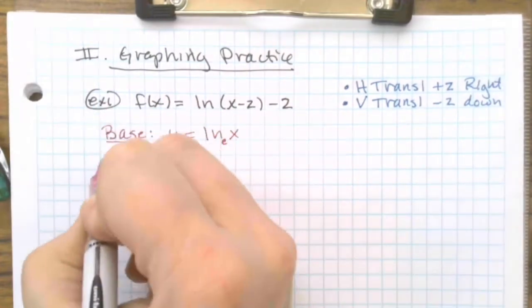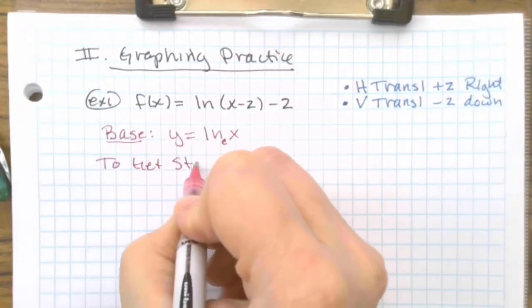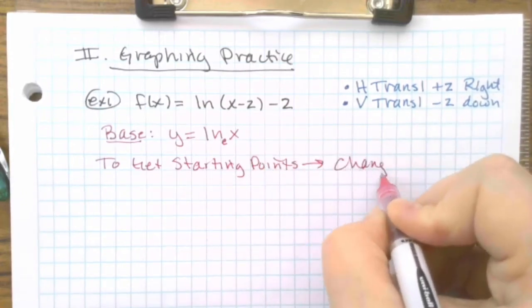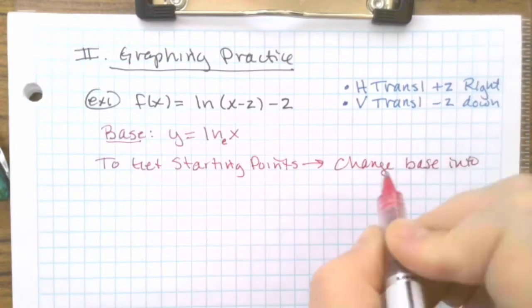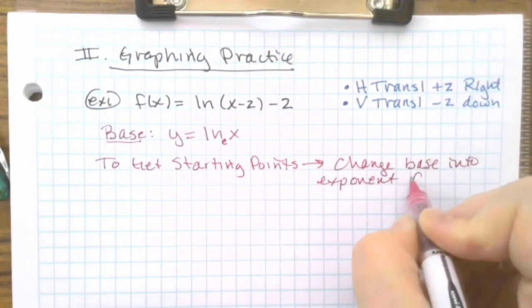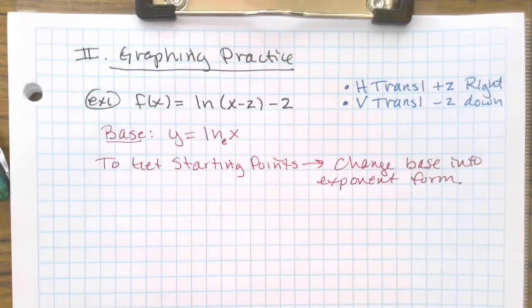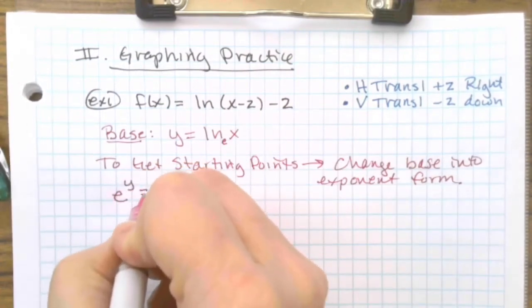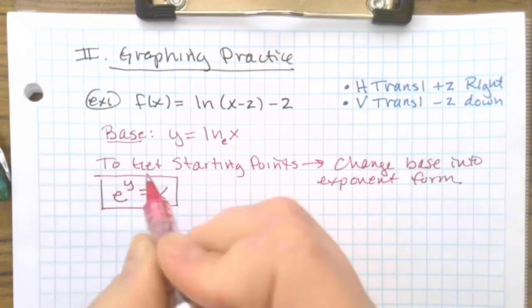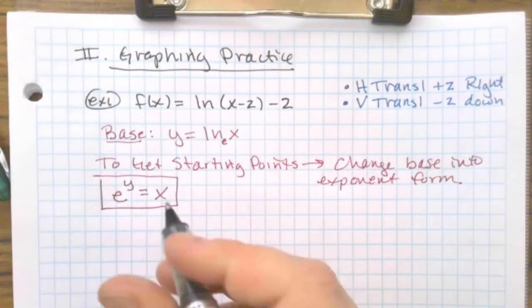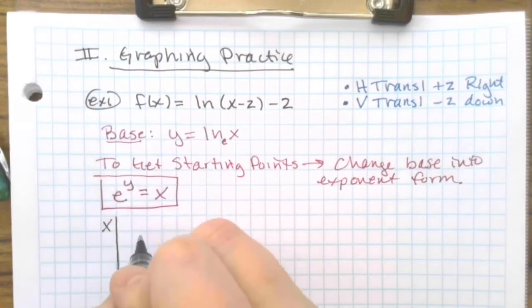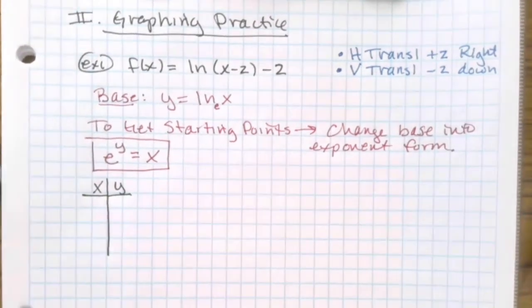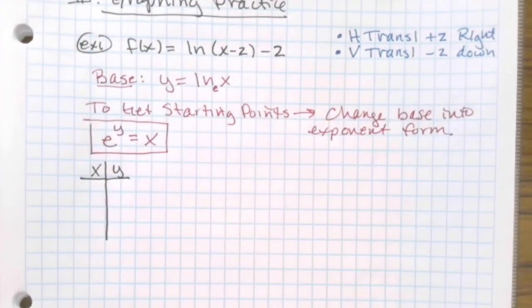So in order to get the starting points, we need to change the base into exponent form. And this is for whatever base we happen to have. So in this case, it would be e to the power of y equals x. That would be the exponent form of the base graph. So we're going to calculate our starting points. And remember, whenever you're doing it with the y as a power, you're going to pick the y's and calculate to get the x's. So you work backwards.